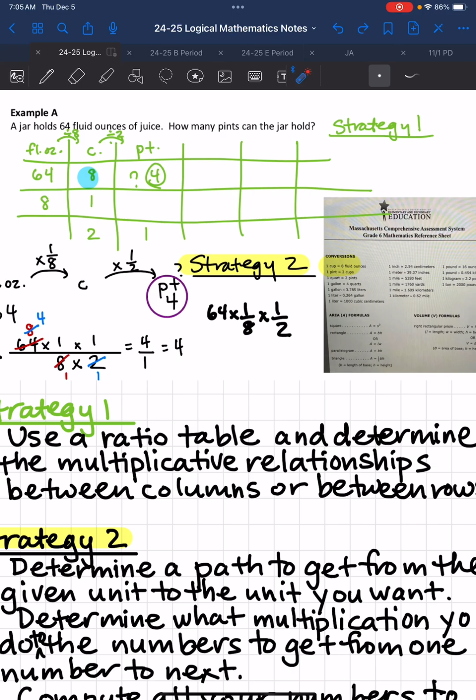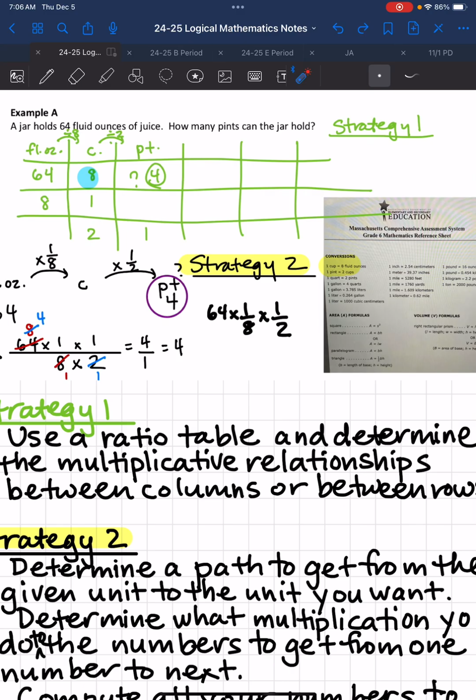So as you can see, everything that we're doing here is in the ratio table. It's just in a different format for people who like to put all the information down into one place instead of keeping it possibly in their heads in this case. So either one of these strategies will work for you, and then you actually do the computations to get to the missing value that you want.